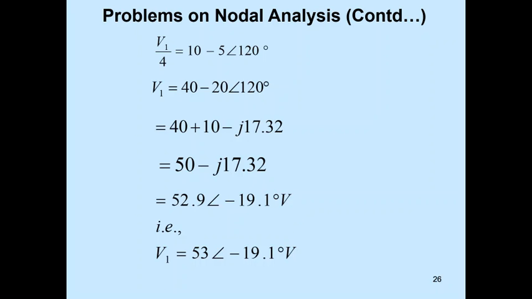In that case, we cannot add or subtract directly. So we have to convert that 20 at an angle of 120 degrees in a rectangular form. Then we are going to add that with the 40. So that equal to 40 plus 10 minus J 17.32 is equal to 50 minus J 17.32. So that equal to 52.9 at an angle of minus 19.1. So it's approximately 53 at an angle of minus 19.1.